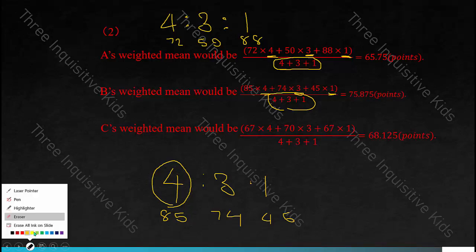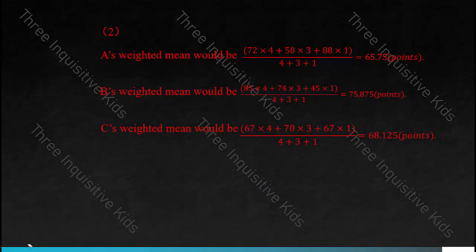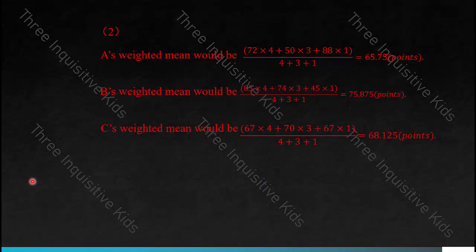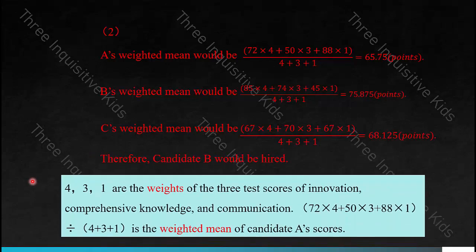B actually has a higher weighted mean. Therefore, if this was the case, B would be higher. 4, 3, and 1 are correspondingly the weights of the 3 test scores of innovation, comprehensive knowledge, and communication. So this equation here is the weighted mean of candidate A's scores.